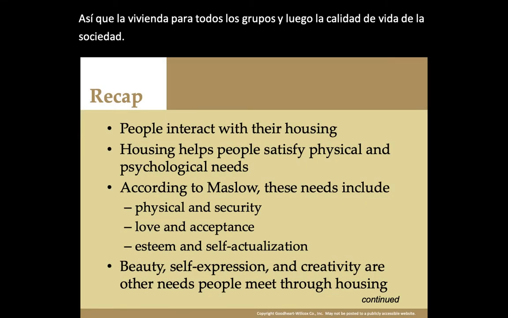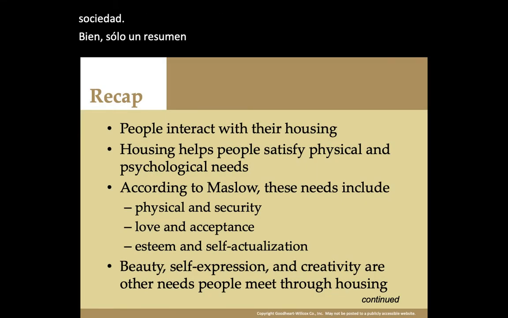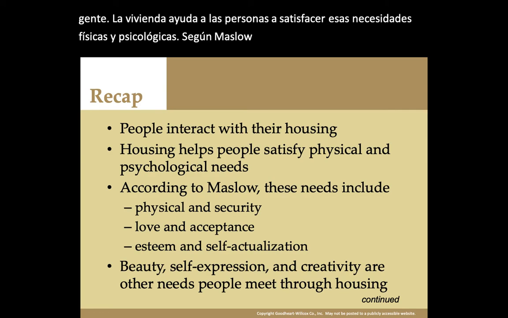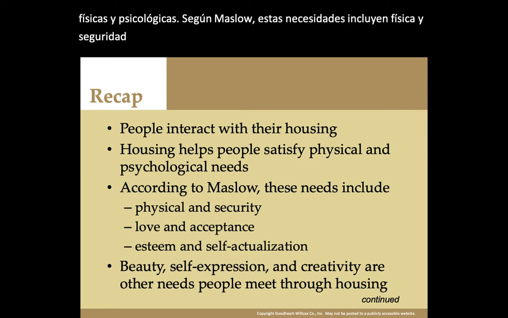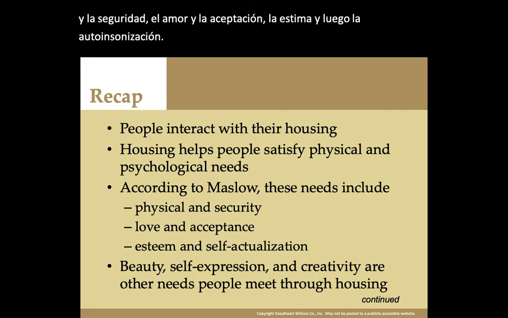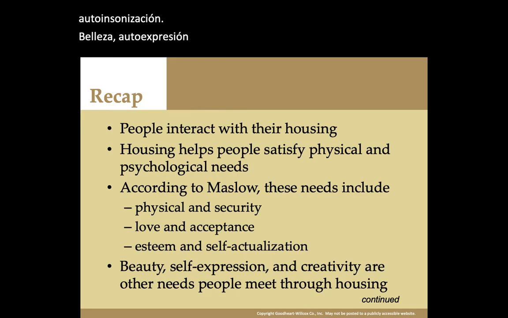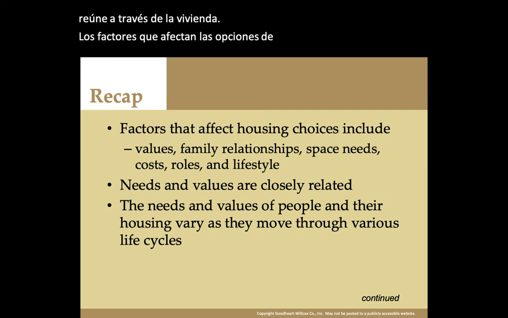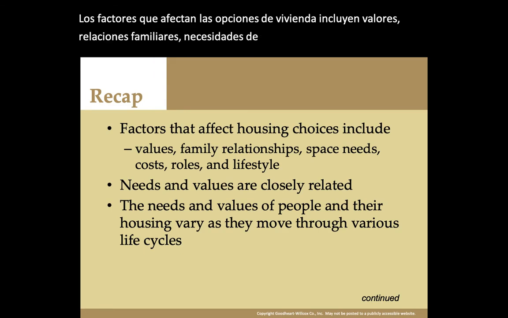Just a quick recap: people interact with their housing. Housing helps people satisfy physical and psychological needs. According to Maslow, these needs include physical security, love and acceptance, esteem, and self-actualization. Beauty, self-expression, and creativity are other needs people meet through housing. Factors that affect housing choices include values, family, relationships, space needs, cost, roles, and lifestyles.